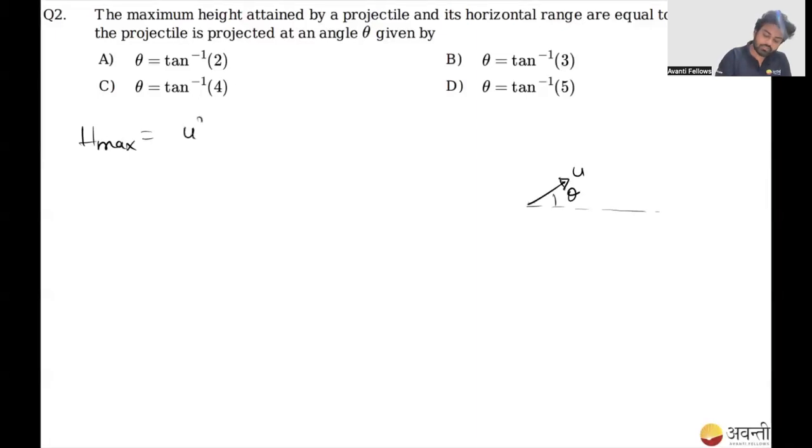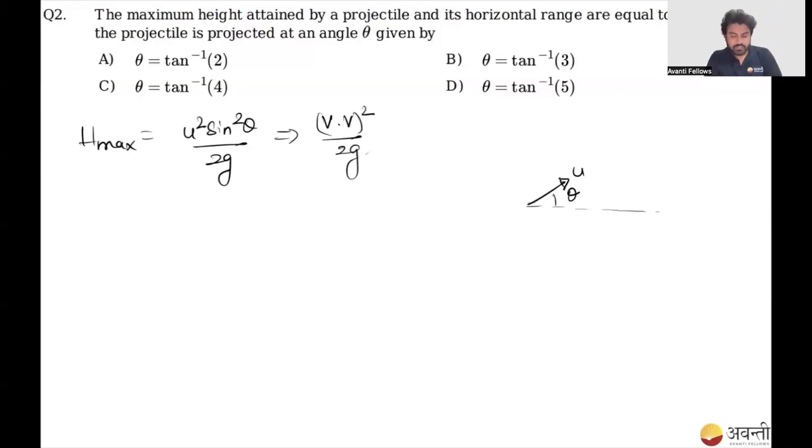That is u square sine square theta upon 2g. Or I also teach that you can write vertical velocity square upon 2g. Vertical velocity means u sine theta, right? So this is the maximum height. And also it is saying horizontal range. But what will be the horizontal range?